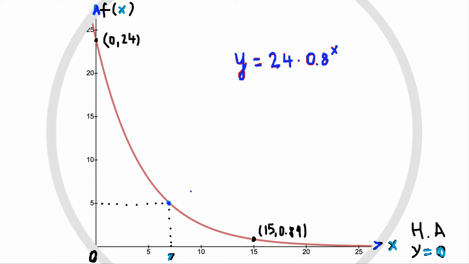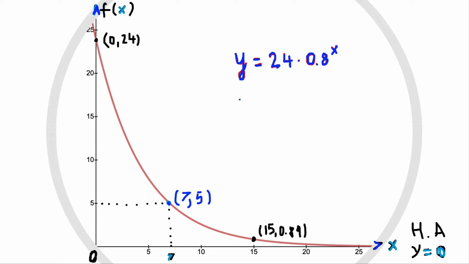If we are looking for $5,000, here is the value 5,000, and if I go down, it is going to be somewhere around 7. It means that after around 7 years, the car is going to have a value of about 5,000.